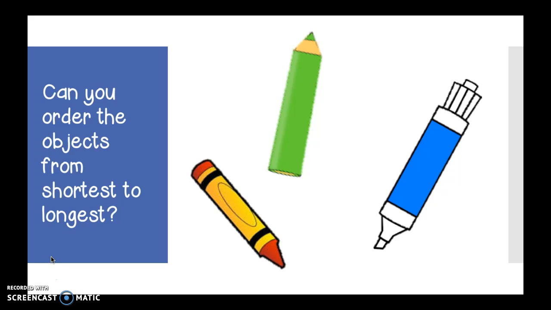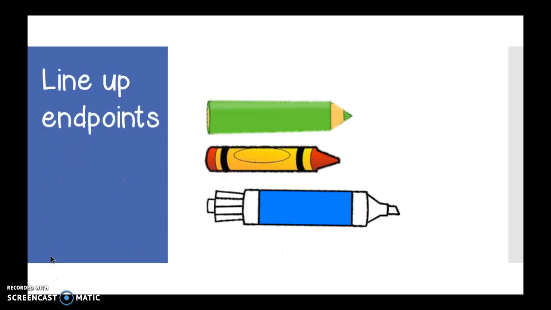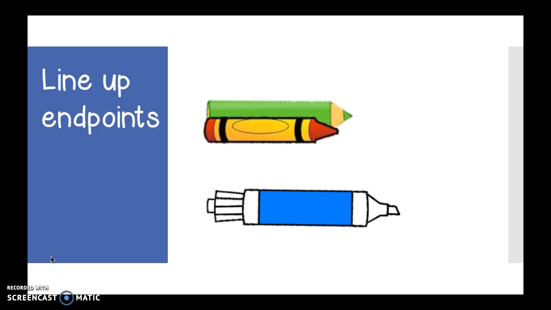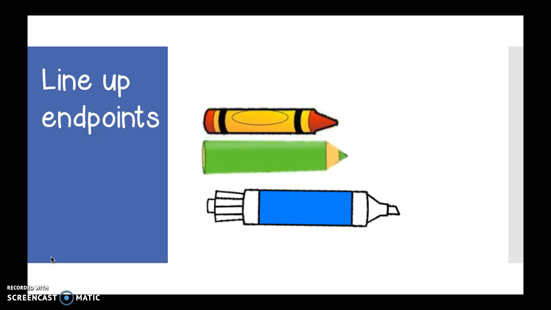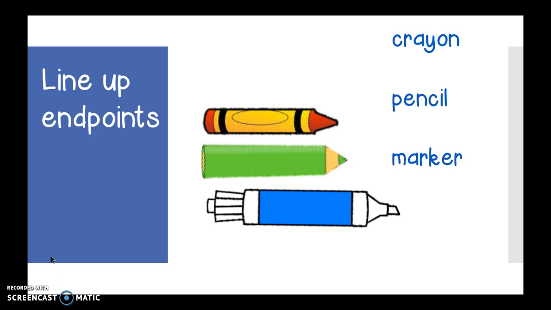We know some rules that can help us out. Of course, we can line up the endpoints as I've done here. Now, since they're all lined up and we can see where they all begin and where they all end, we can see very quickly which one's the shortest. Yep, crayon. I'm going to go ahead and put him on top and slide the pencil down. Now I have my good order, and I can clearly see that now that I've lined up my endpoints. So from shortest to longest, it should be the crayon, then the pencil, and then the marker.